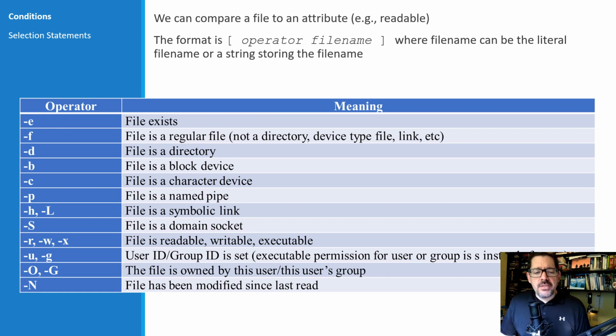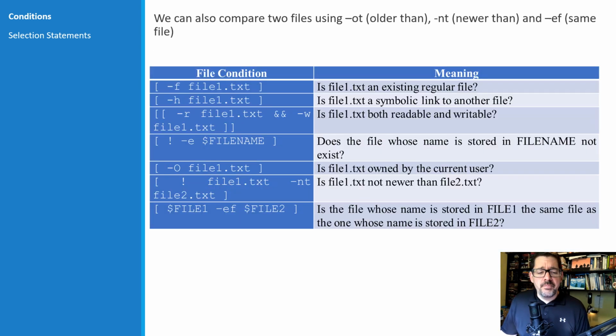So you can compare a file to an attribute, right? So this is if you want to test the condition of attributes on files. So for example, -e is, does the file exist, right? So you can basically check to see if the file is even there. Is it a file? Is it a directory? Is it a block device, a character device, and so forth. So you can test various attributes about a file, even who the user or group is that owns the file. So you can also compare two files with older than and newer than, right? So -ot for older than, -nt for newer than, and -ef if they are the same file.